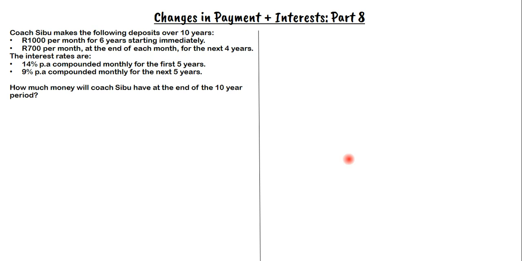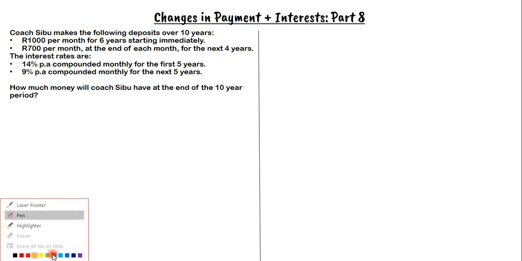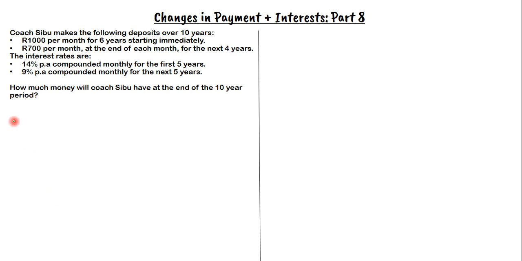Now, in order for us to understand all of this, the method to use is going to be a timeline, right? So let's go ahead and draw our timeline. I'm going to draw our timeline from year 0, when the savings account was opened, until when the period ended, which is year 10. Please make sure that you listen very carefully because this is very important.